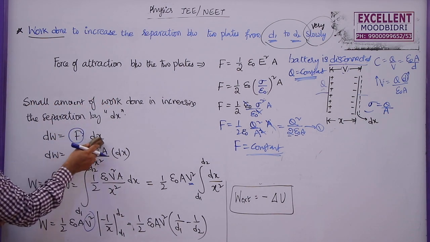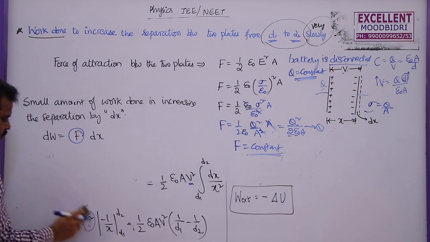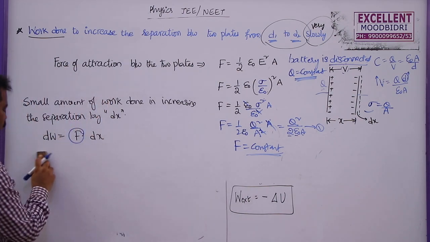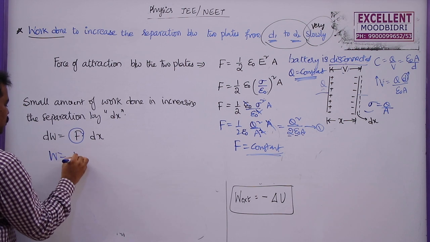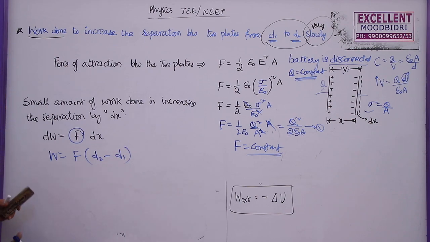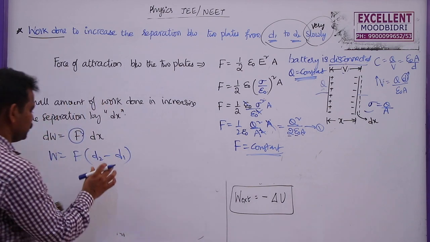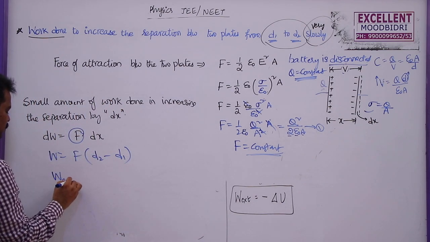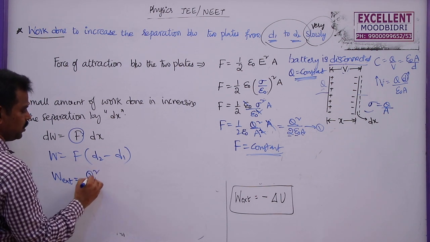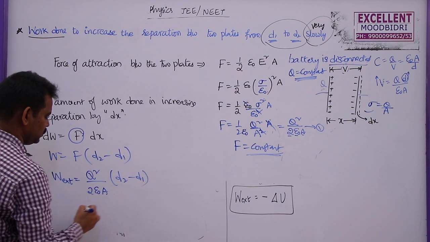Now you can write dW equal to F into dx. But if the force is constant, the derivation is not required. Previously the force was variable. So when the force is constant, what can you write? Work done is equal to force into distance. So W is equal to F into D2 minus D1, because I am increasing the separation from D1 to D2. So the work done by the external force when the battery is disconnected is given by F equal to Q square by 2 epsilon naught A, times D2 minus D1.